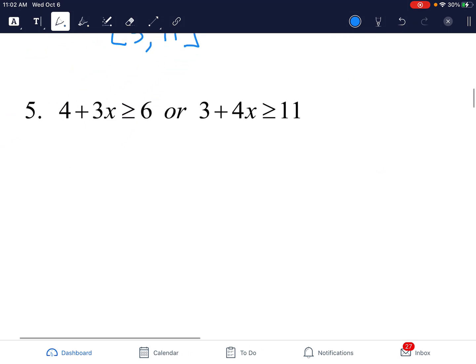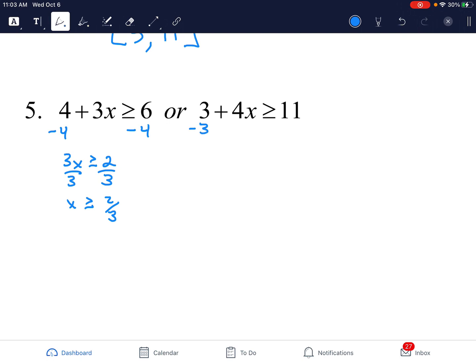All right. Now we have an or. All right, so we're going to subtract 4 from both sides to solve for x. So I have 3x is greater than or equal to 2. Divide both sides by 3. X is greater than or equal to 2/3.